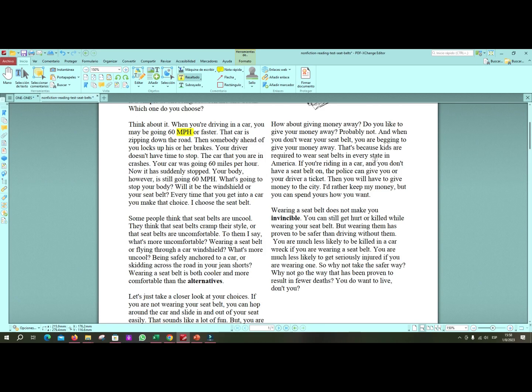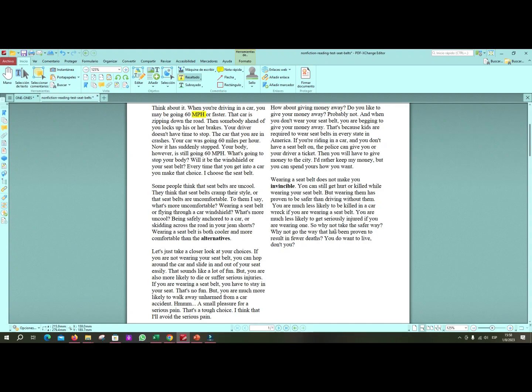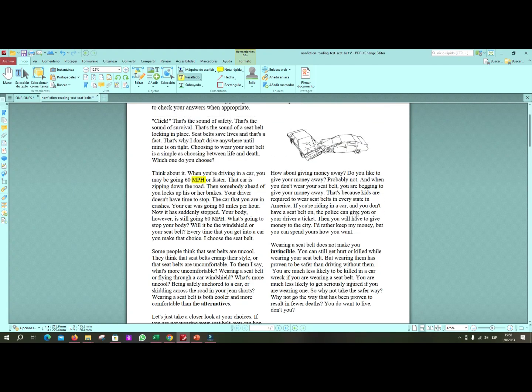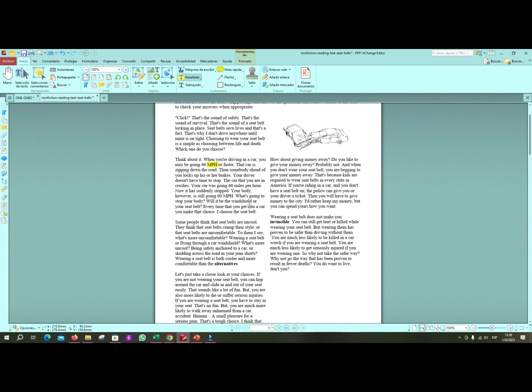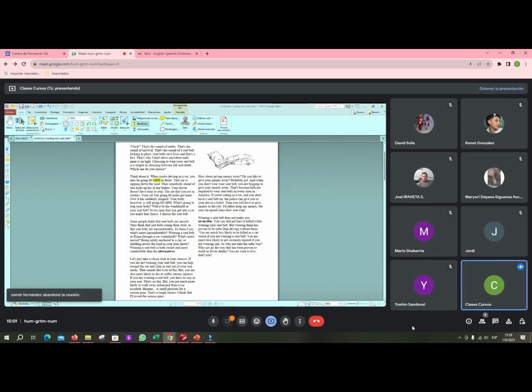So, guys, there you have very important information about the seatbelt, right? So, what's your opinion about this? Okay, so guys, what is your opinion about that? Mr. Joel, do you have any opinion? Mr. David, maybe Kenneth? Mr. Mario? In my opinion, the seatbelt is very important for our safety on the road while I'm driving a car.